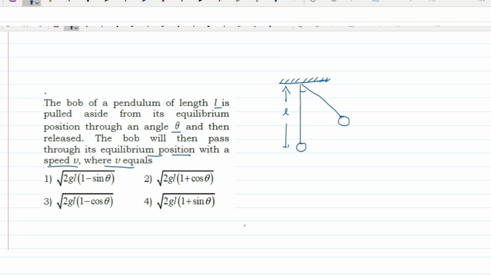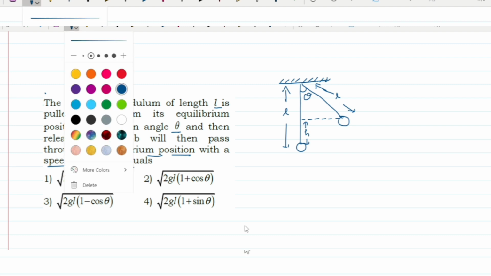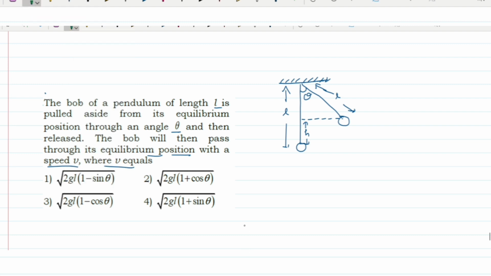Now you are pulling it aside, making an angle theta with the vertical, and releasing. This is the vertical height raised by the pendulum. I am calling this h, and the length of the pendulum is not changing; it is L itself. Now how can we calculate h? The total length is L, so this length here will be L minus h.